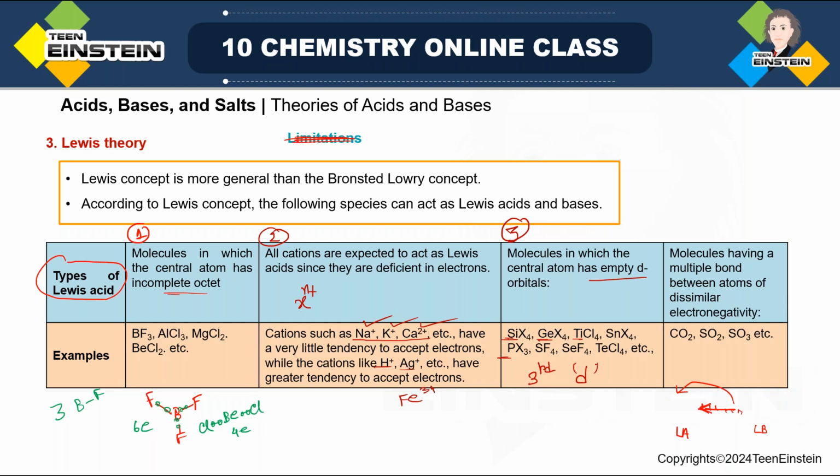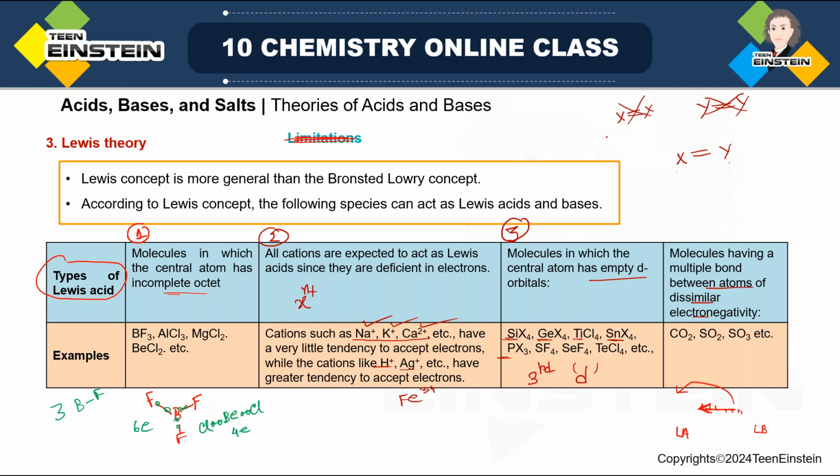So here empty d orbital is present for phosphorus, sulfur, selenium, all the central atoms that you are seeing here. And the fourth type that can act as Lewis acid is molecules having multiple bonds between atoms of dissimilar electronegativity. So suppose we have a species X having a double bond with Y. Now X and Y, their electronegativity should be dissimilar, because if their electronegativity is very close to each other, or suppose I am saying two are the same atom like this, then it is not possible because there will be no difference in electronegativity.